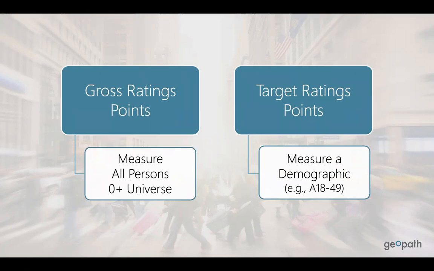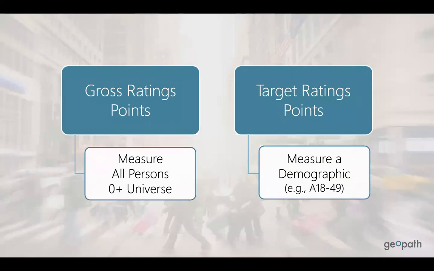Again, with the insights data, anytime it's total or gross, that is person 0 plus. But then if we look to the right here now, we see we also have the option to use target rating points, or TRPs. And that would be something more specific to a demographic target, like for example, 18 to 49.